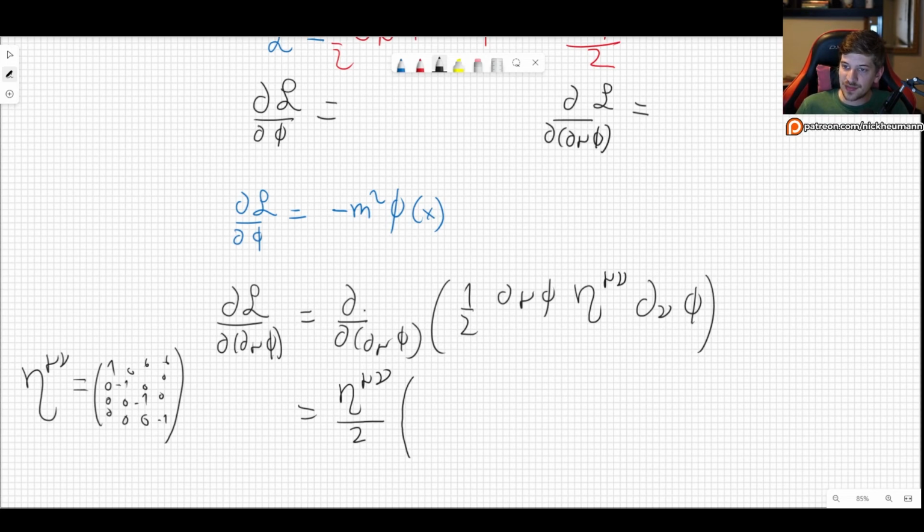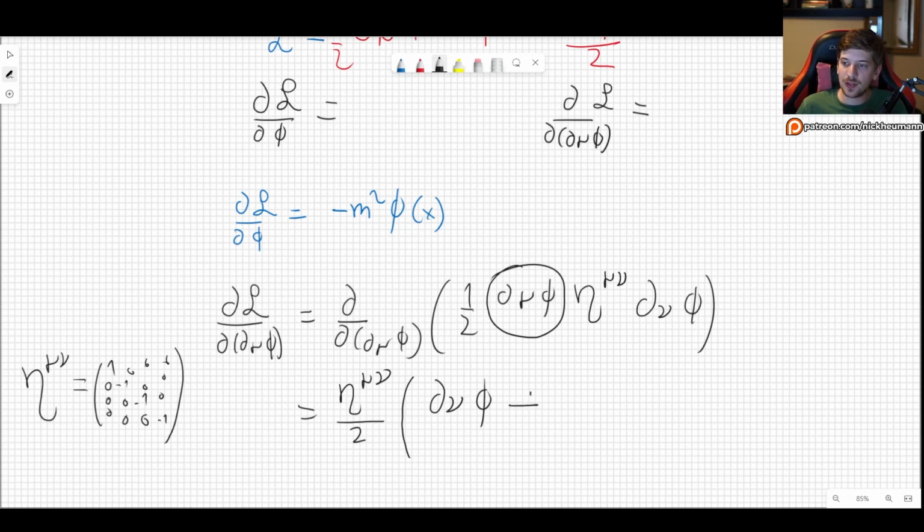Then we have to take the derivative with respect to ∂_μ φ. Now we have ∂^μ φ here. So we have two terms. So of course we need to here use the product rule. So this first derivative is going to be 1, right? The derivative of ∂_μ φ with respect to ∂_μ φ is 1, right? So this would be 1. So we simply get ∂_ν φ, right? We simply get that part.